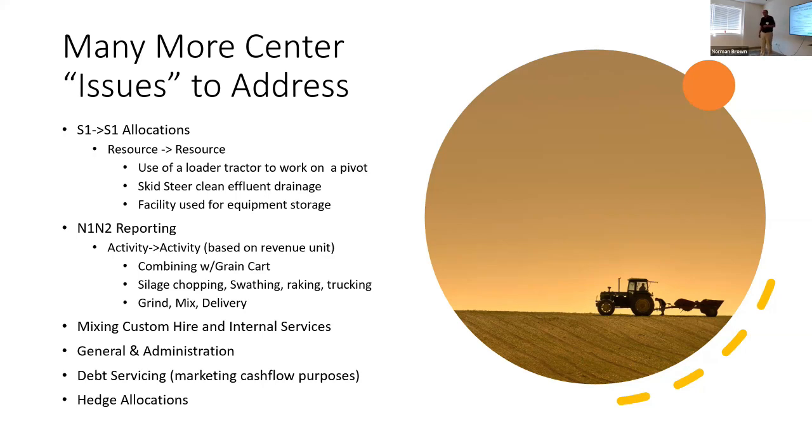Another item that comes up occasionally is where we have an internal service, and then we also hire out that same service. Trucking would be the common one. We have our own internal trucks, and then at harvest time we bring in a couple of trucks during the busy season. How do we code those two transactions?